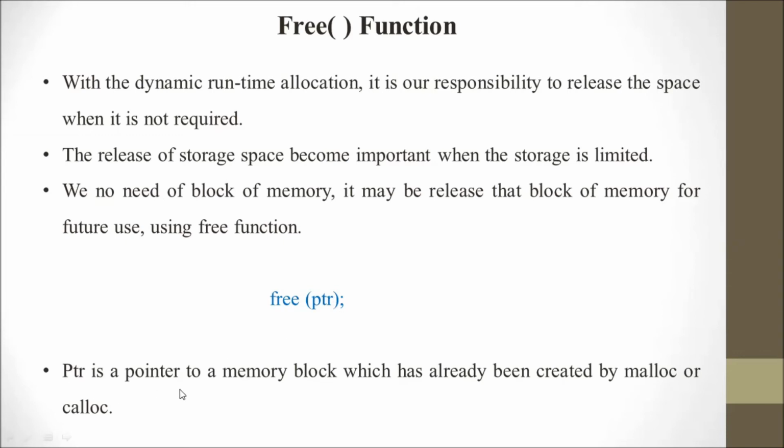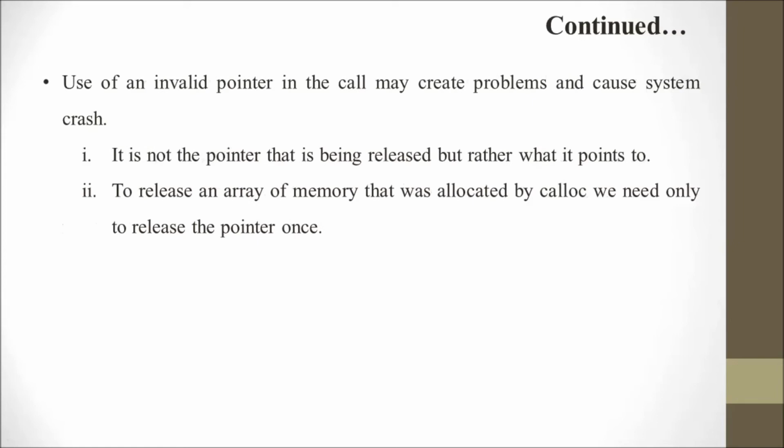The pointer is a pointer to a memory block which has already been created by a malloc or calloc function. So here are the two conditions. Use of an invalid pointer in a call may create problems and cause a system crash. The first is that it is not the pointer that is being released, rather what it points to. And to release an array of memory that was allocated by calloc, we need only release the pointer once.